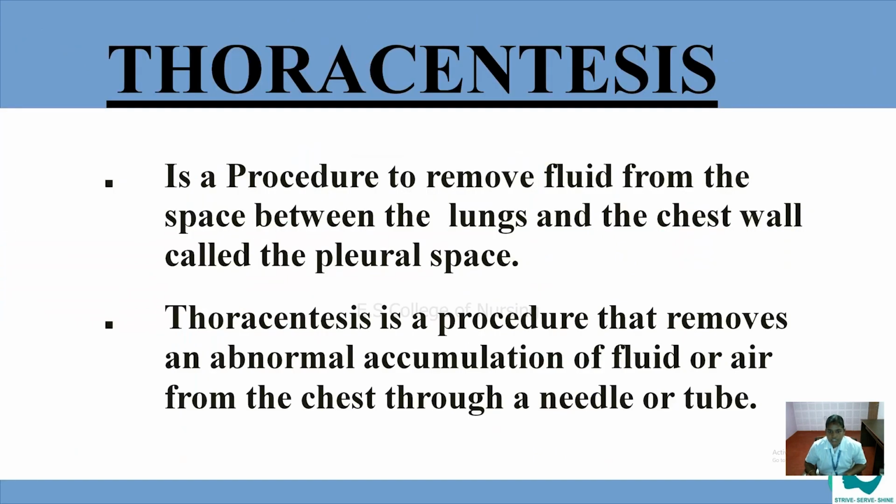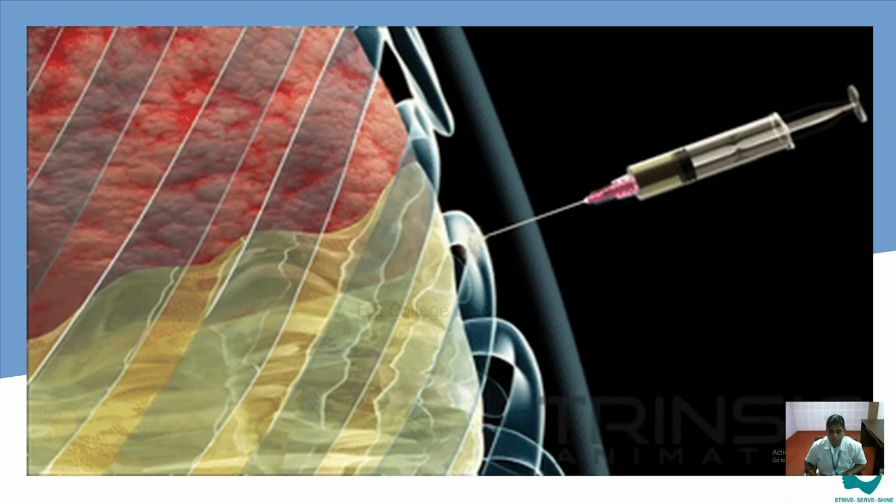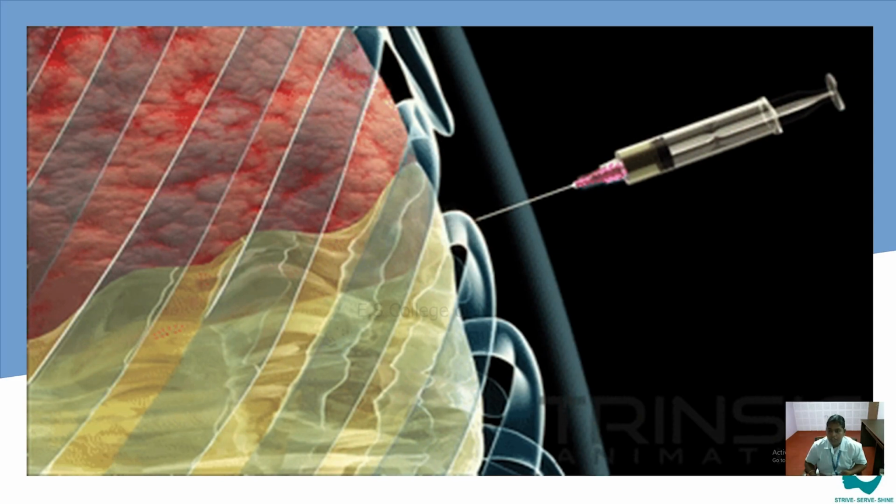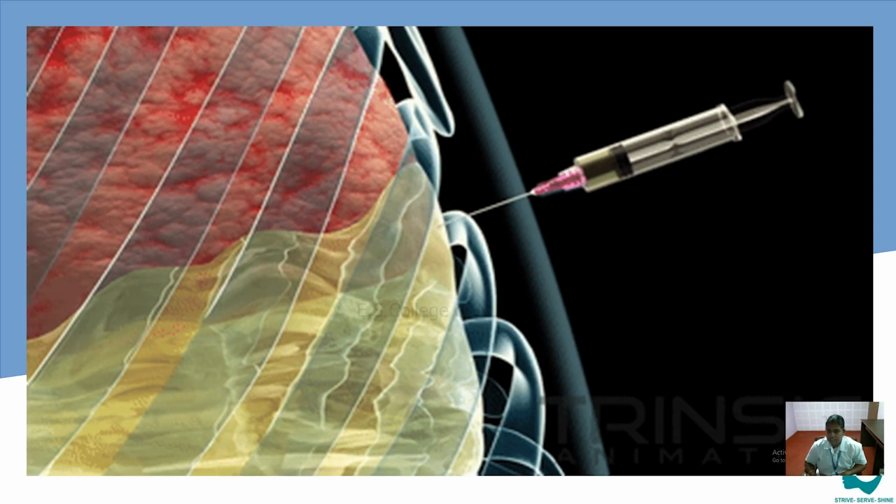Thoracentesis is a procedure to remove fluid from the space between the lungs and the chest wall, called the pleural space. Another definition is that thoracentesis is a procedure that removes an abnormal collection or accumulation of fluid or air from the chest through a needle or tube. So we will remove the fluid through a needle or tube. This is an example of thoracentesis. Here they are removing the fluid through a needle.